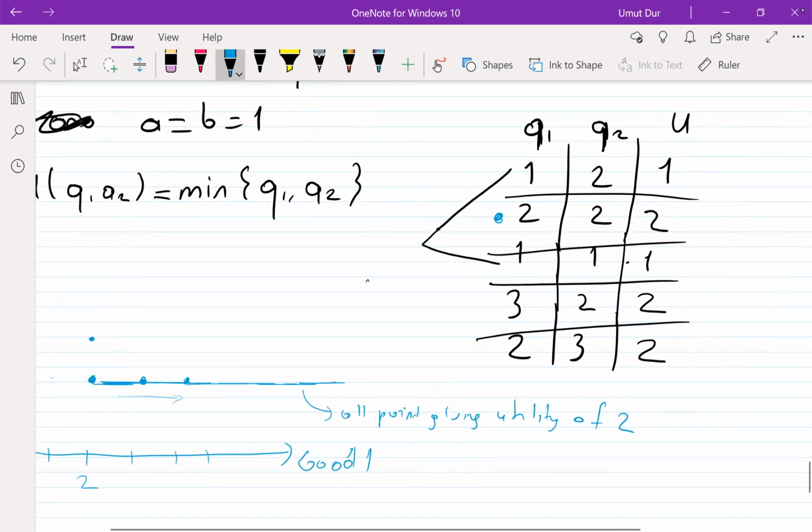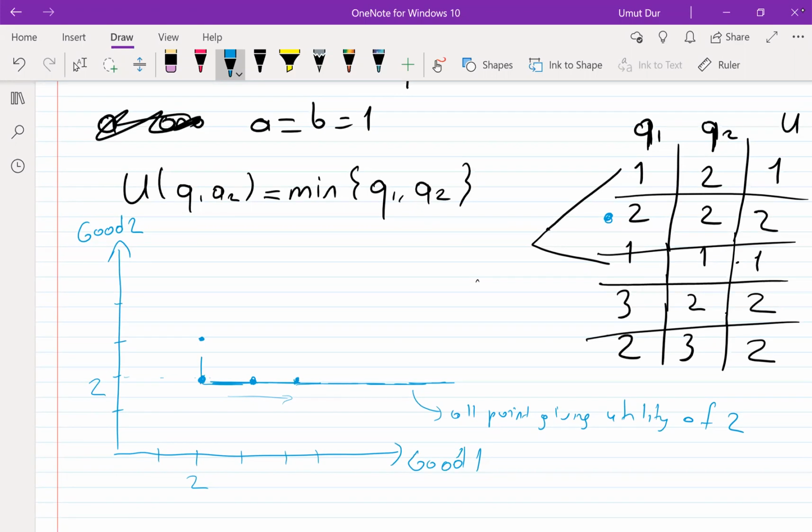So I'm still on the same indifference curve. All points give utility 2. Basically this right angle is the indifference curve giving utility of 2. I can do the same thing for 3, and I can do the same thing for 4.